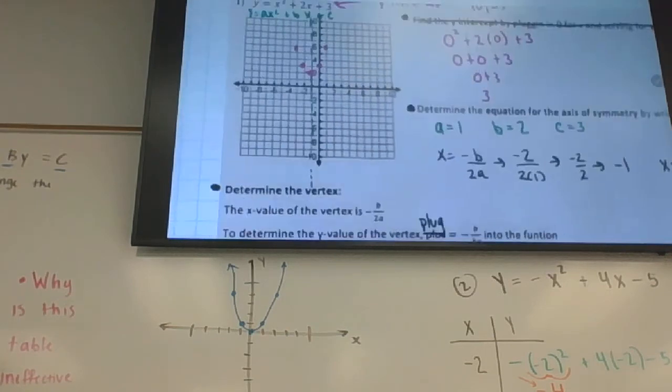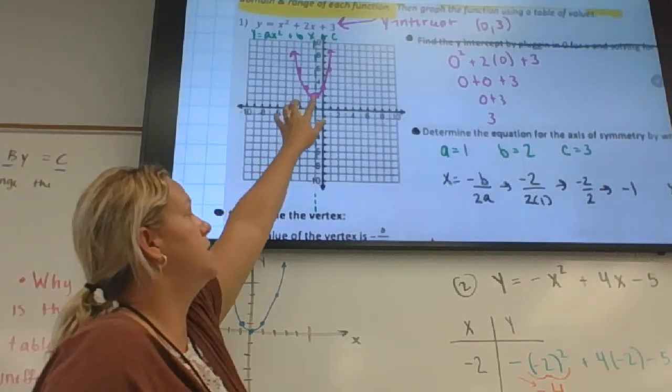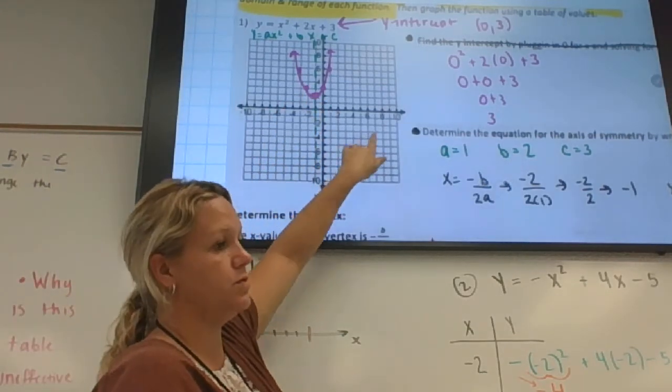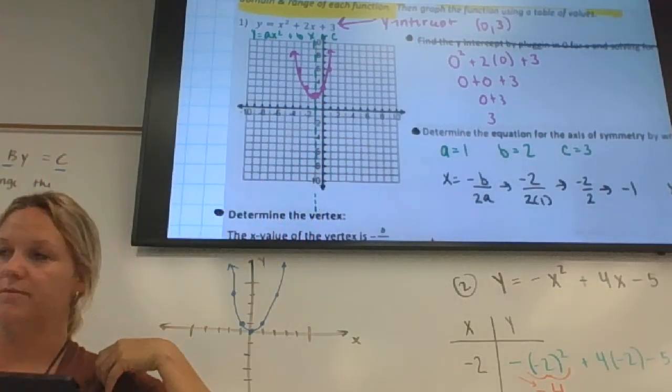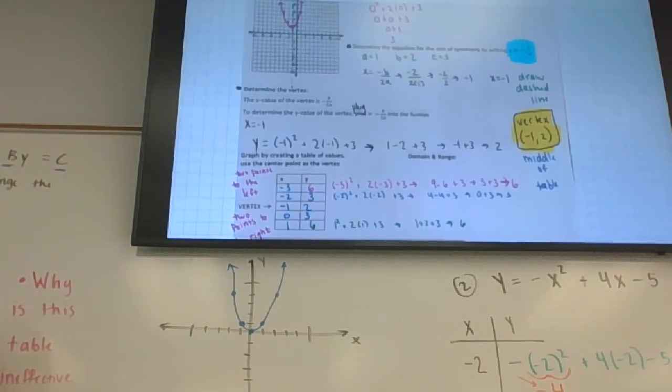A tiny little graph. Don't make it sharp. I don't want to see a sharp vertex. It should be U-shaped, curved at the bottom. Anybody have a question about why their number didn't come out correct?